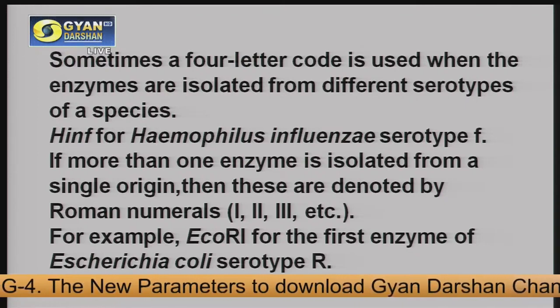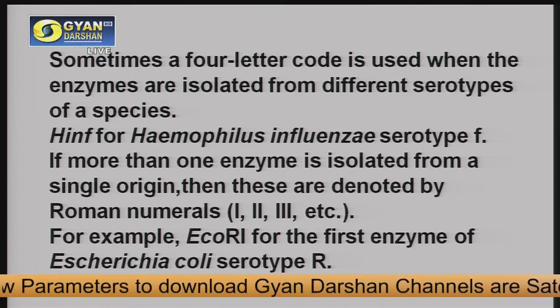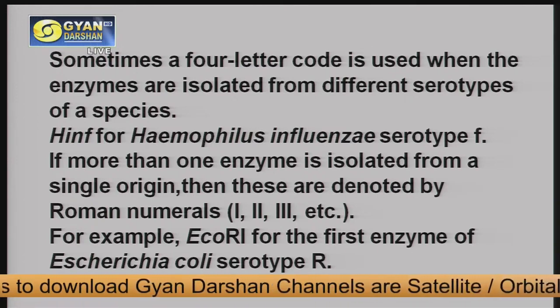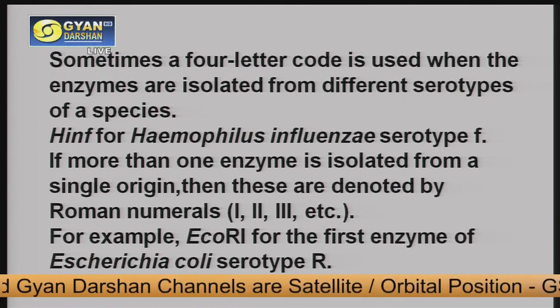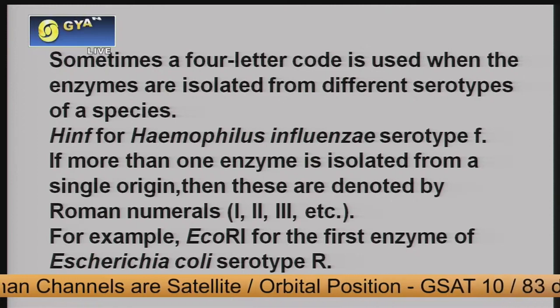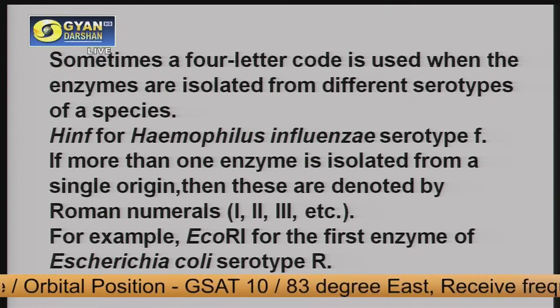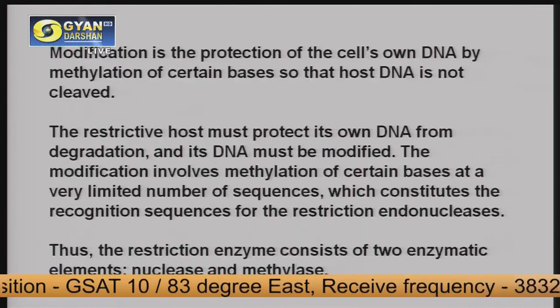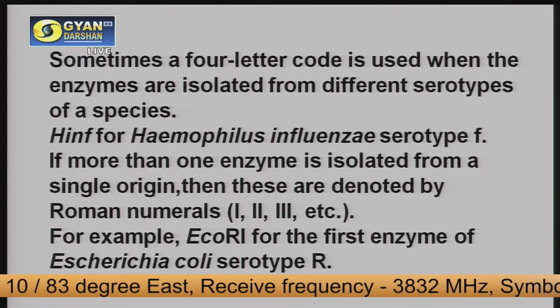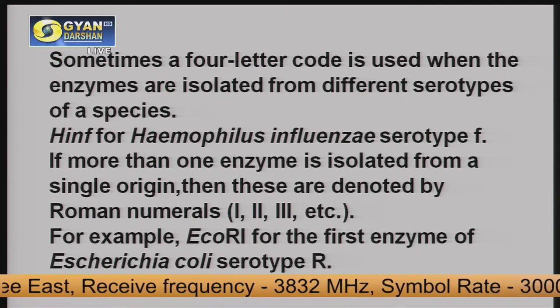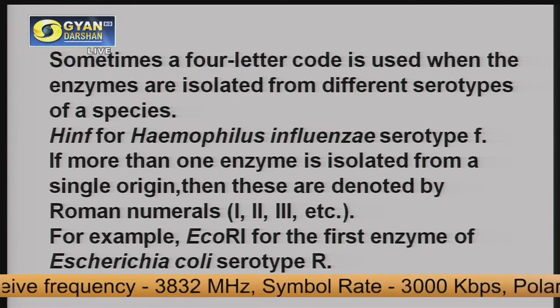And sometimes you often use Roman numerals like 1, 2, 3, etc. For example, EcoR1. This is a very common enzyme. Eco, that is Escherichia coli. It is isolated from Escherichia coli. Serotype is R. And what is 1? 1 means the first serotype. If it was isolated from the second serotype, you would have named it EcoR2 and so on.